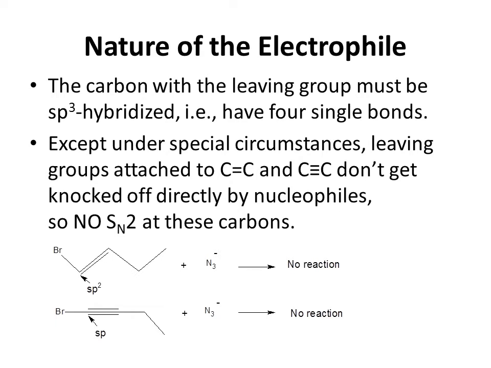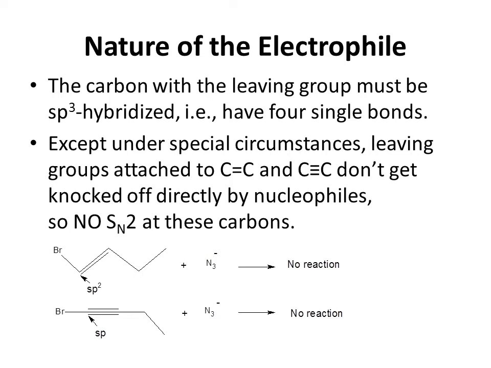Now, the nature of the electrophile in terms of hybridization is that the carbon with the leaving group must be sp3 hybridized. That is, it has to have 4 single bonds. Except under certain special circumstances, if the leaving group's attached to a carbon-carbon double bond or a carbon-carbon triple bond, the nucleophile can't displace it. It can't knock it off. So you won't get SN2 with these types of electrophilic carbons.